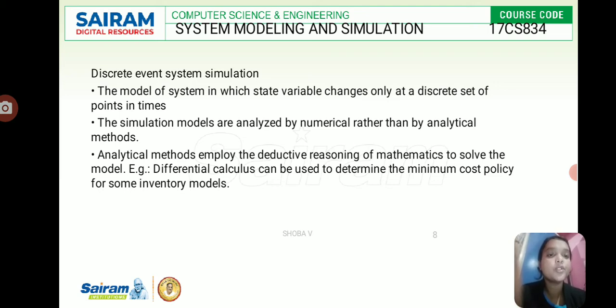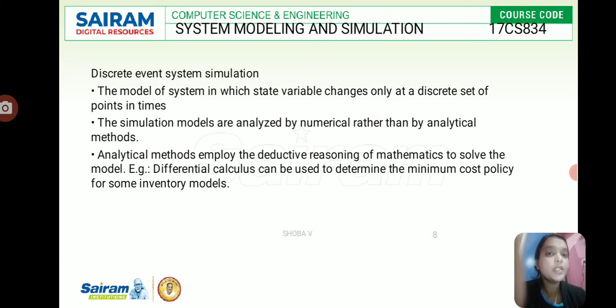So the simulation models are analyzed by numerical rather than by analytical methods. Analytical methods employ the deductive reasoning of mathematics to solve the model. For example, differential calculus can be used to determine the minimum cost policy for some inventory models. So if the problem is going to be solved analytically or mathematically, or by any physical methods, we can use these to determine the minimum cost policy for some inventory models. Inventory models we'll see in forthcoming sessions. These inventory models will be calculated through budgets or funds which we are going to get. Based on that, we can use statistical models to analyze that.